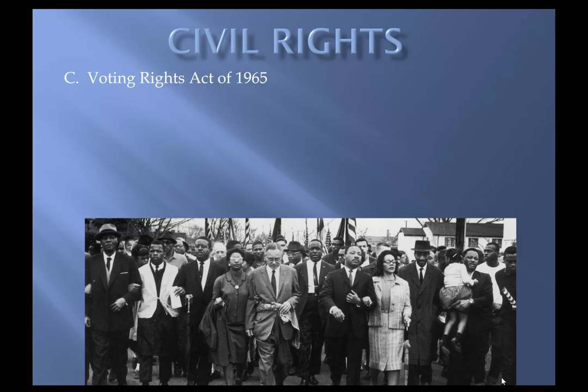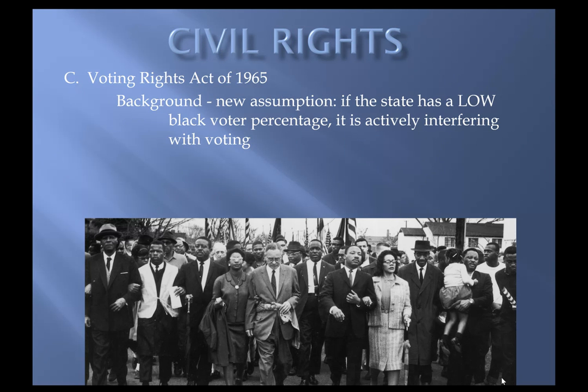Okay, Voting Rights Act of 1965 is the third law, and this is actually a result of the Selma March. So if you're interested in voting rights in particular, that would be a cool film for you to check out. So the background on the Voting Rights Act of 1965 is that we're going to operate on a new assumption. And that assumption is that if the state has a low Black voter percentage, it is actively interfering with voting. That is not an assumption that the federal government has really operated on previously.